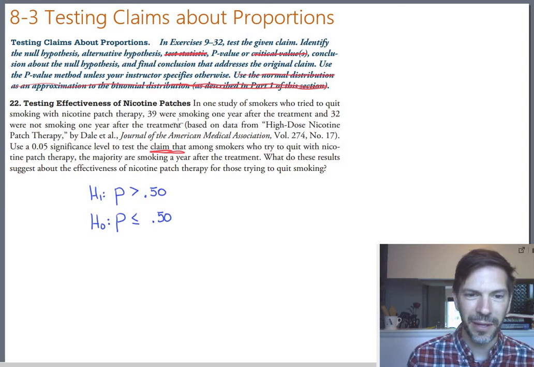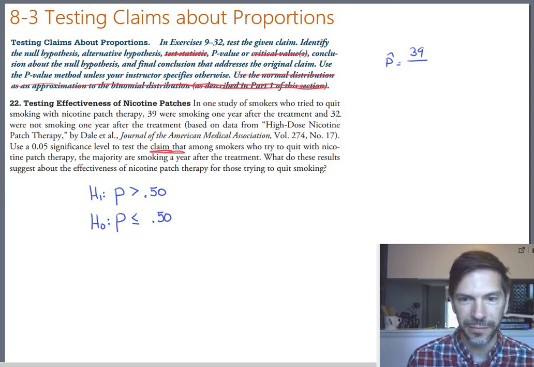So keep in mind, p is still smoking. So 39 of them were still smoking. But 39 out of how many? How many people total were involved in this? There's 39 people there, another 32 people there. So 39 plus 32, 71.